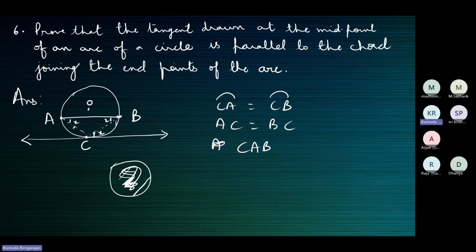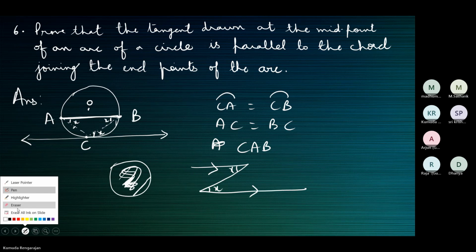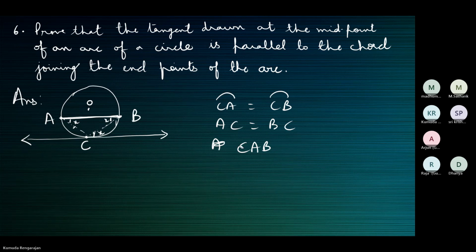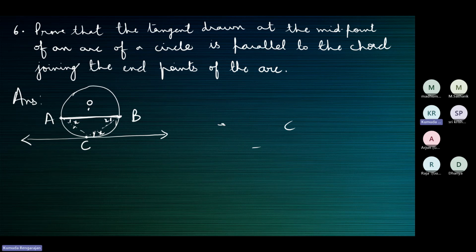But now you see some line, transversal, and some line. Alternate interior angles are equal, X, X. You can see the chord AB, transversal BC, and the tangent here, X, X. Alternate interior angles are equal. Therefore, AB is parallel to the tangent. So this line is parallel to this line, which means AB is parallel to the tangent. Now you can write with me.